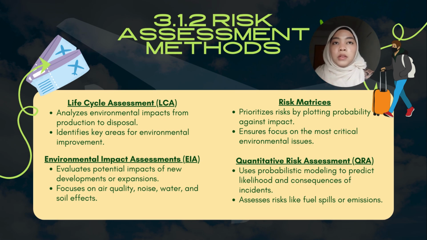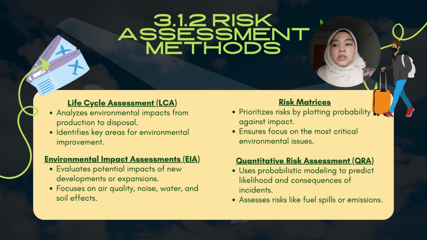The next one is EIA, the environmental impact assessment, where they evaluate the potential impacts of new developments or expansion, and they focus on air quality, noise, water, and soil effects. For example, whenever aircraft fly in the air, they can thin the ozone layer, so from the EIA they can evaluate that. Next is the risk matrices, where they prioritize risk by plotting probability against impact, and they ensure the focus is on the most critical environmental issues. So we use risk matrices on the most catastrophic and critical environmental issues.